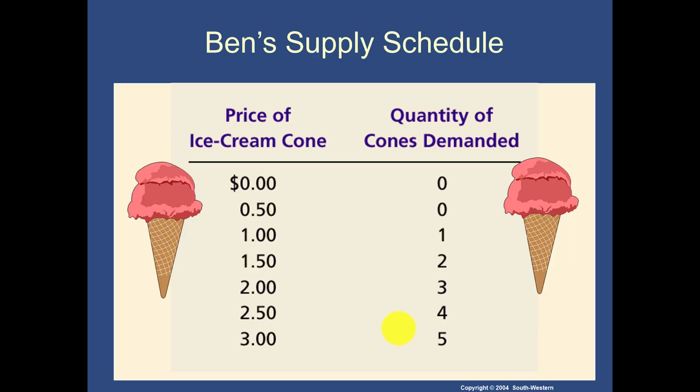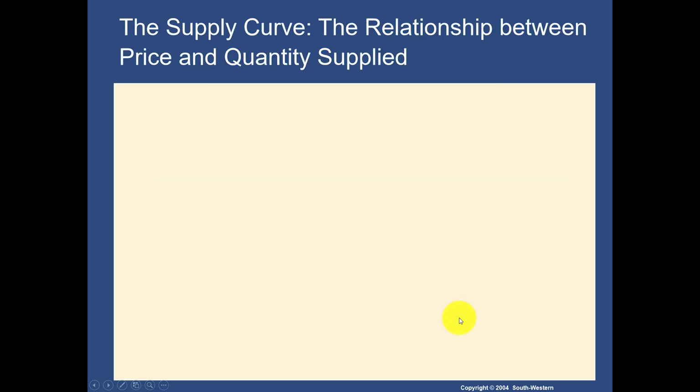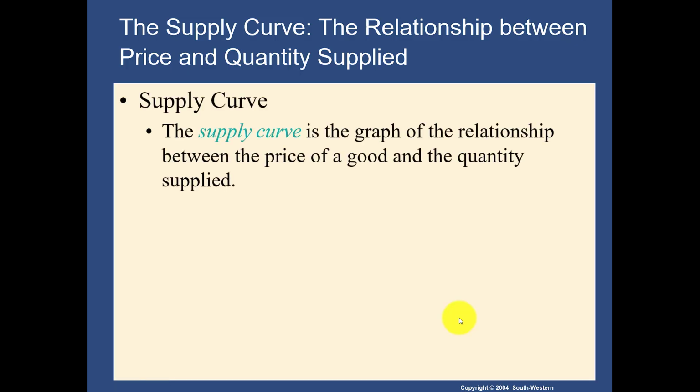All right, so that's a lot of supply really coming out here. As the price increases, so does the amount you are willing and able to supply. It goes up. So then the supply schedule gives rise to the supply curve. What is the supply curve? It's just a graphical representation of the relationship between the price of a good and the quantity supplied. So the supply curve is the graph of that relationship.